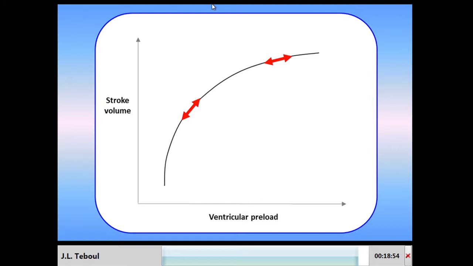And you know that preload responsiveness is a clinical concept corresponding to a physiological concept. If we refer to the Frank-Starling curve, the stroke volume and the ventricular preload, you know the shape of this curve is not linear but curvilinear, and preload responsiveness corresponds to the ascending part of the curve. If you increase preload, you have an increase in stroke volume and you expect an increase in cardiac output. In the case of preload unresponsiveness, if you increase preload by a fluid or whatever, you have no increase in stroke volume and no benefit expected from fluid infusion.